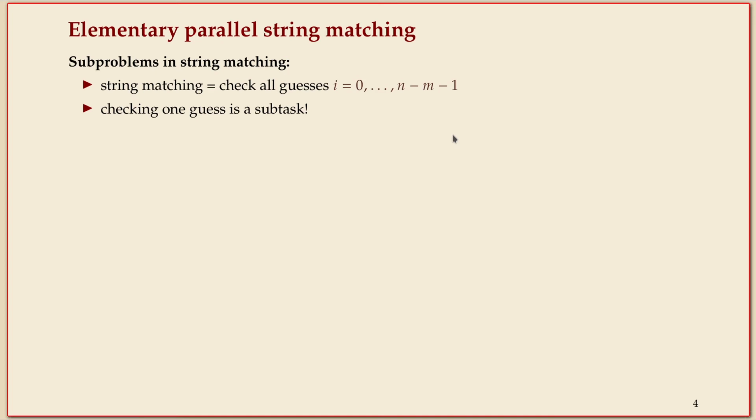What could be subproblems in string matching? A natural candidate is to take each of the guesses as one subproblem. If you think about it, we want to find all occurrences. Every position in the text could be the start of an occurrence. So we could say each guess is one subproblem, and the task of the subproblem is to check if the guess is a match.